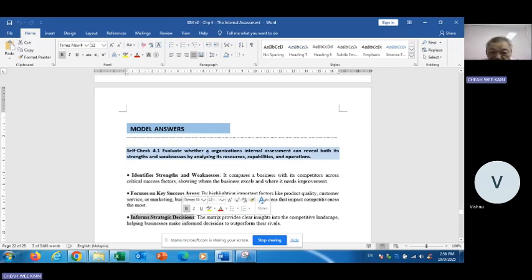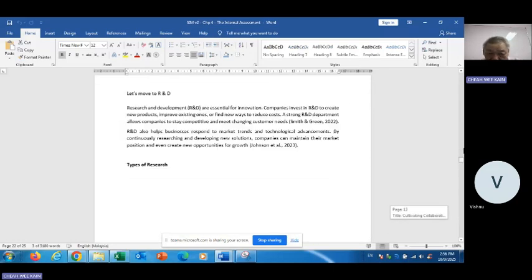So for example, if you're looking at the SWOT analysis, right, and you can identify the strength and weakness, and you are being focused on those that is the strength area, then it will help you in making decision. Okay, very simple logic.